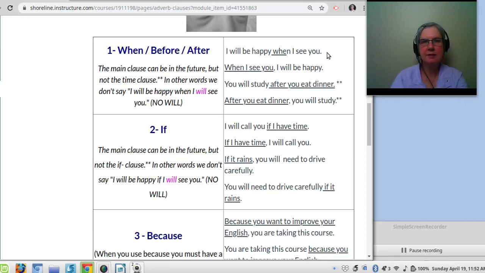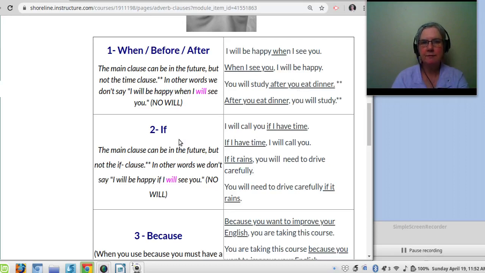So let's do that. This tense is future. I will be happy when I see you. Past tense. I was happy when I saw you. This one. You will study after you eat dinner. See, it stays present tense. Past tense. You studied after you ate dinner.